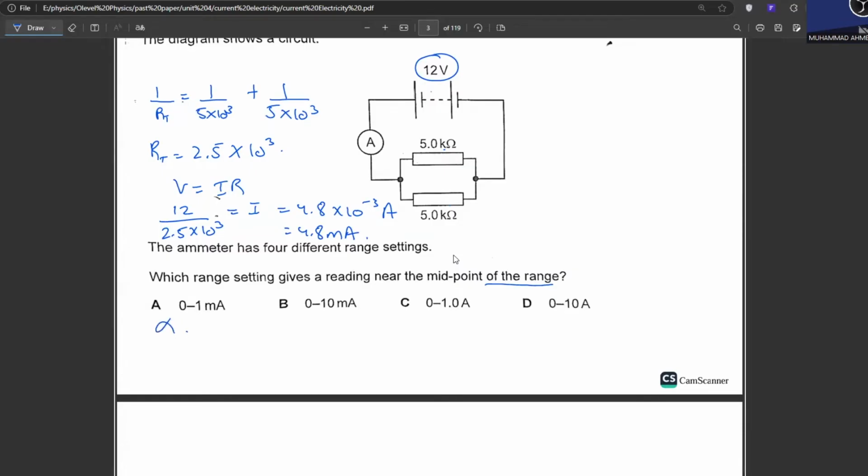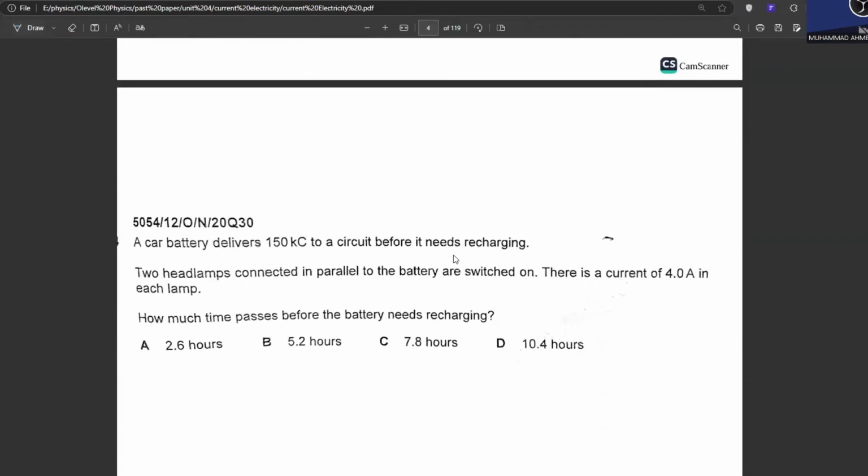Do we have any ammeter whose midpoint will be in that range? Not A, obviously, not C, not D. Yeah, B is your answer. If you have an ammeter whose maximum value is 10 milliampere, minimum is 0, the midpoint is roughly around 4.8 milliampere, I guess. Yeah, let's further move ahead.